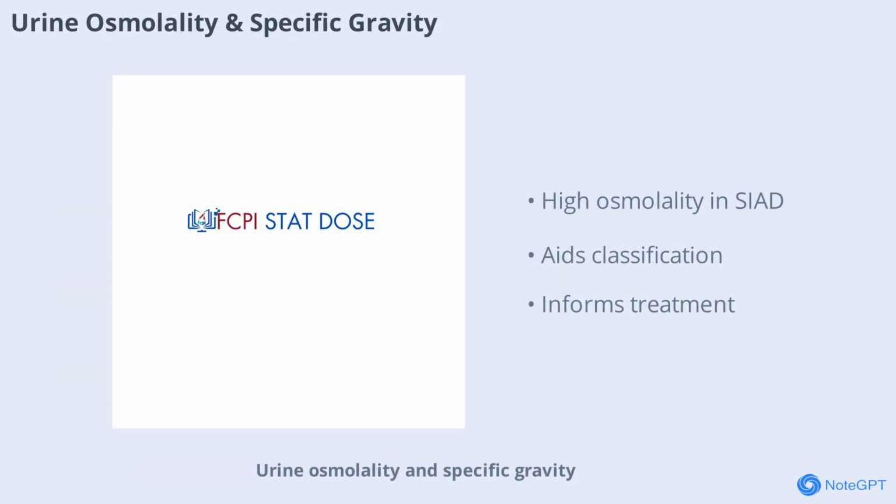Urine osmolality and specific gravity are additional tools for classifying hyponatremia. High urine osmolality, often above 100 mOsm/kg, is typical in SIAD. These measurements help differentiate between causes and guide appropriate treatment strategies, especially when the diagnosis is not straightforward.